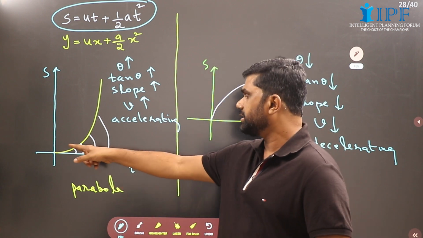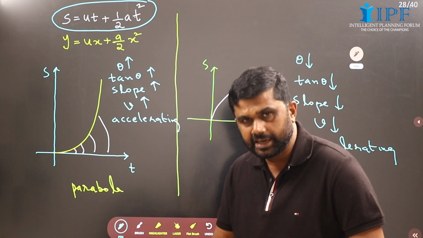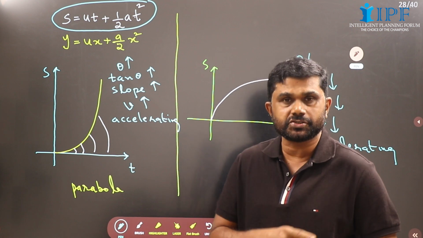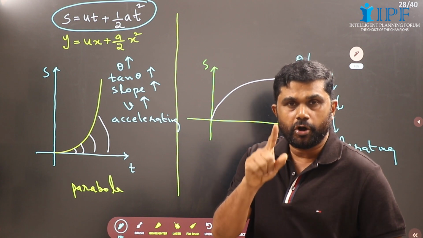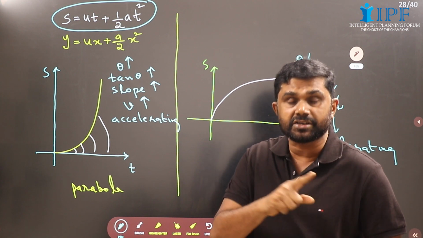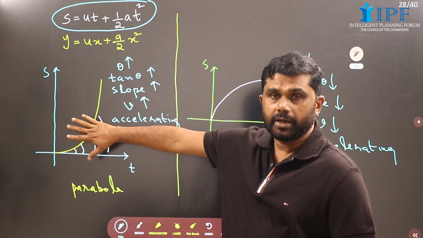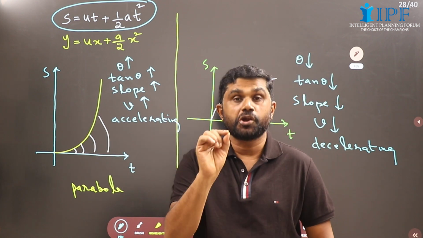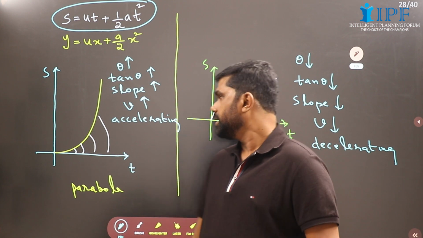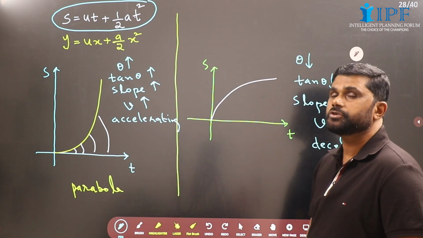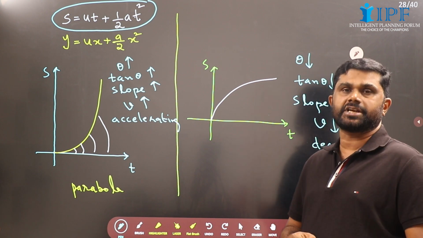So anyway, here the angle made by the graph with the x-axis increases, then tan theta increases, means slope increases. The slope of the displacement time graph is velocity. So slope increases means velocity increases, means the body is accelerating. If the graph is a parabola, then its slope increases at a constant rate. Okay, and see, this is also a parabola. Here the slope decreases at a constant rate.